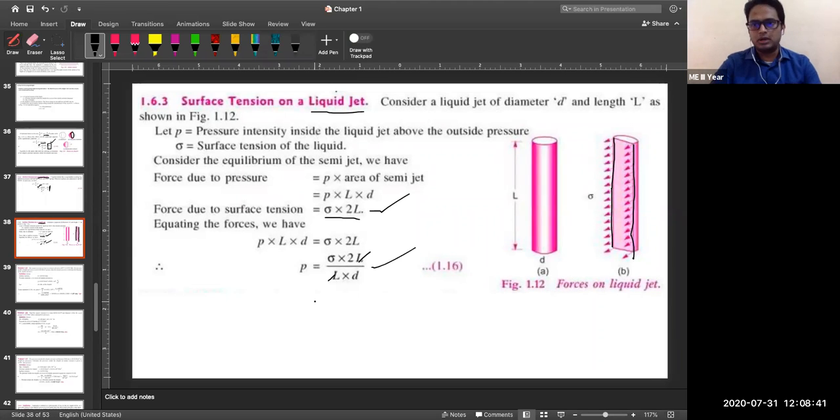So these three formulas, write somewhere in your notebook. For liquid droplet, write P equals 4 sigma by D. For soap bubble, it will become P equals 8 sigma by D. And for liquid jet, it will be P equals 2 sigma by D. These three formulas I want all of you to write somewhere in your notebook.